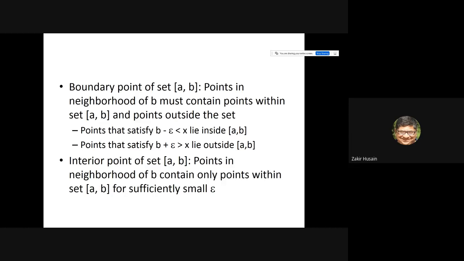So, what is a boundary point? Well, intuitively, you can say that a boundary point is at the margin, at the end of the set. Now, technically, we can define it by saying that suppose we define a very, very small neighborhood around, let us say, B. So we take a point B and take a neighborhood. How can we take the neighborhood? It can be either slightly less than B or slightly more than B. So that means B minus epsilon or B plus epsilon.